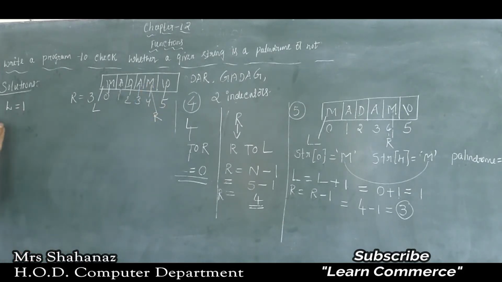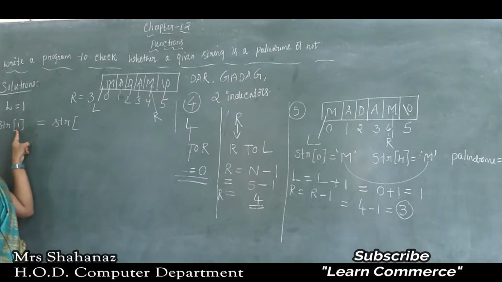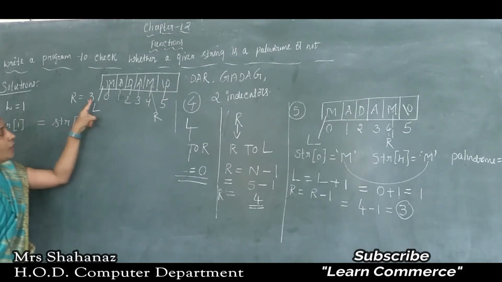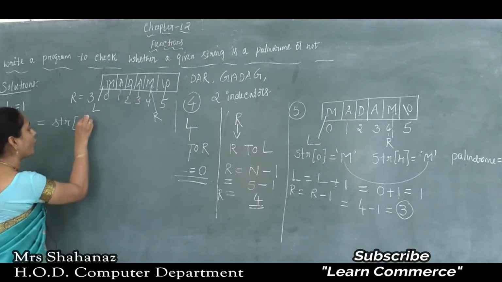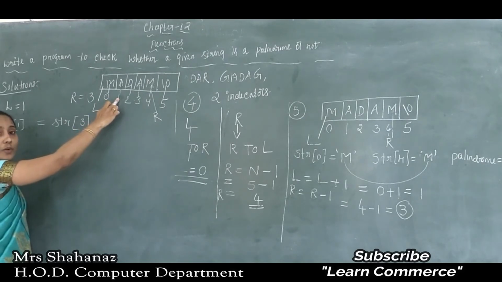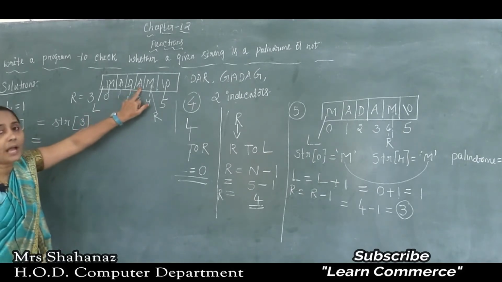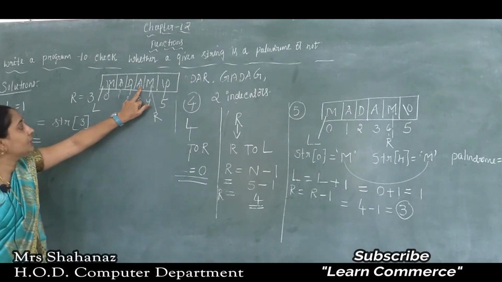Now I am going to compare STR of 1 is equal to STR of 3. Clear this one? The left position value is going to be compared with the right position value. So in STR of 3, when you compare, in the first position the character is A. Clear this point? The character is A here, and in the third position also it has the character A, correct?